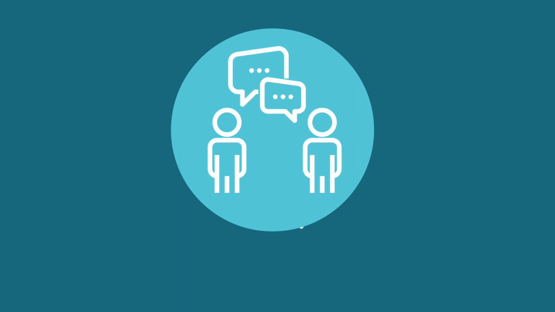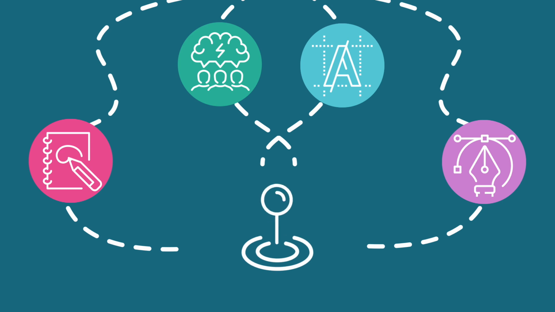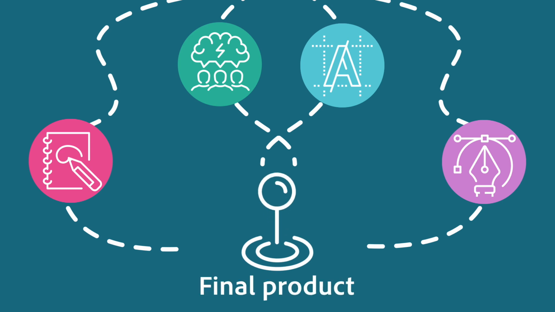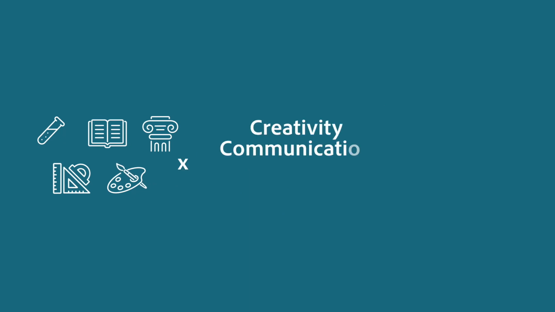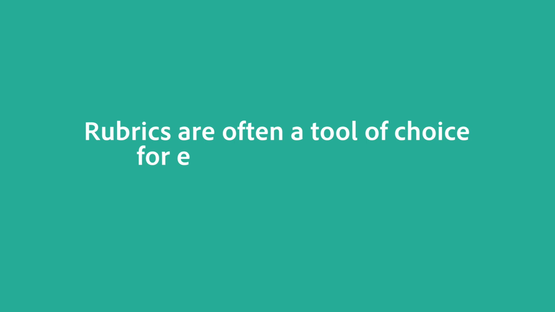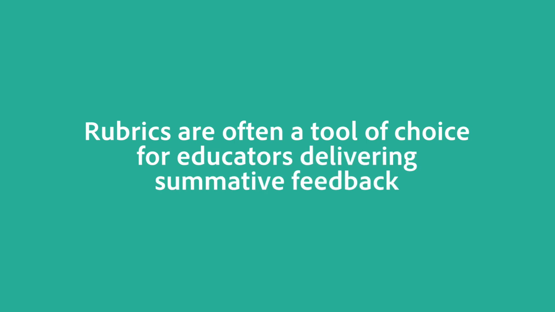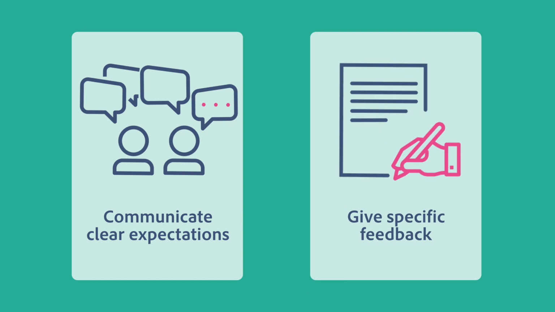It can highlight how students responded to earlier formative feedback, show them the importance of and relationship between the creative process and the final product, and simultaneously assess content knowledge and the development of higher-order thinking and skills, like the 4 C's. Rubrics are often the tool of choice for educators delivering summative feedback. They help communicate clear expectations and give specific feedback.